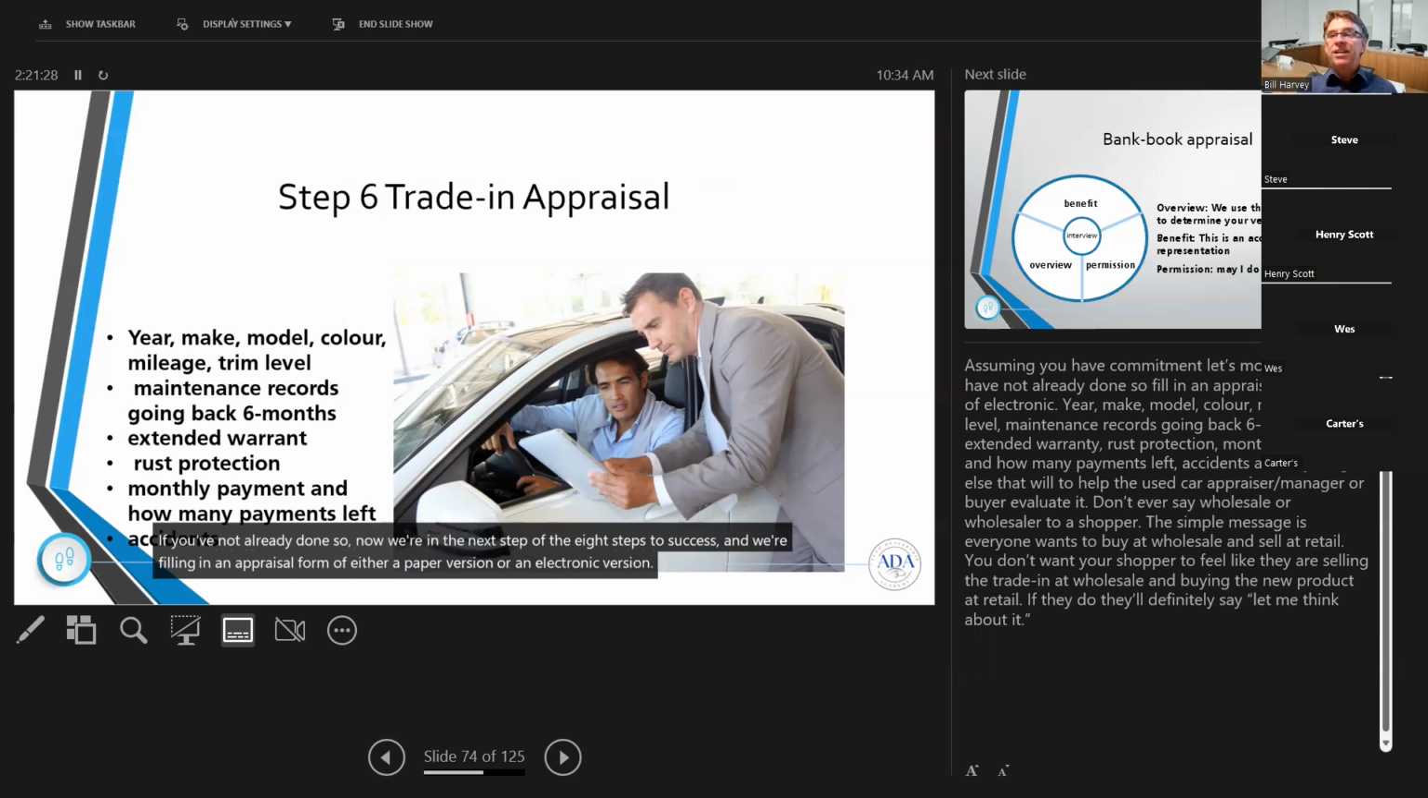Either way, you need to know make, model, color, mileage, trim level, maintenance records going back 6 months. Ask them, what have you done to the vehicle? Other than an oil change, what have you done to it? If it's an older vehicle, like I'm talking 6, 7, 8, 10 years old, other than an oil change, a tune-up, and brake work, what else have you done to the vehicle? Other than those 3 things, right?